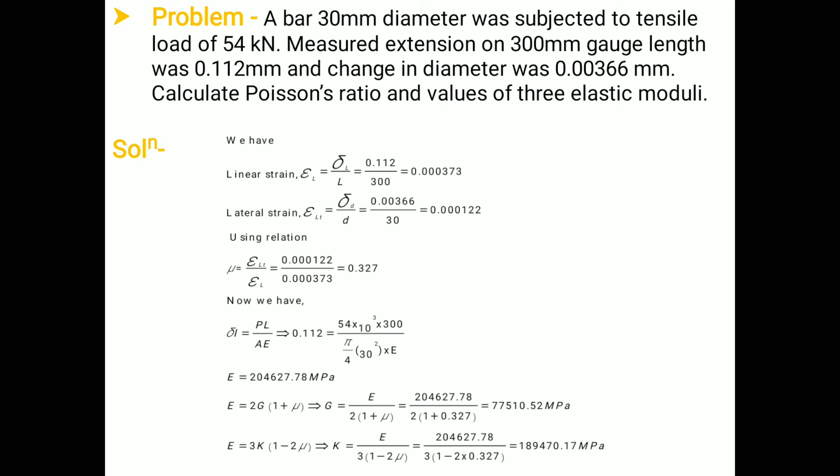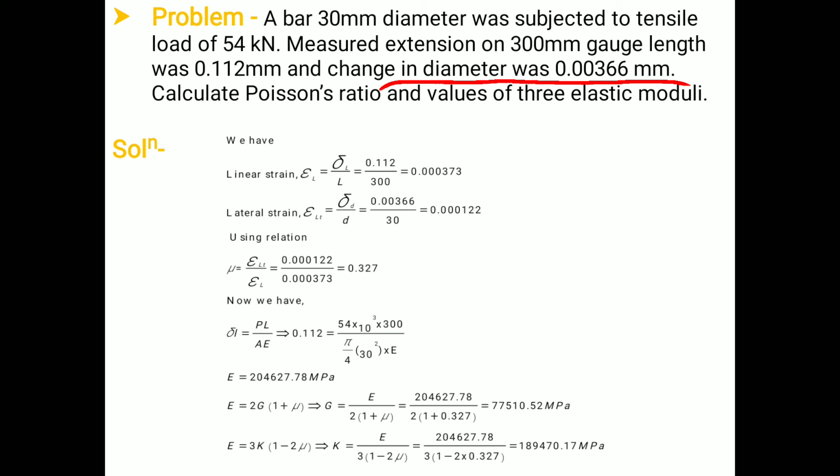Now from the given numerical we have the data as follows. The diameter of the bar is 30 mm. Load, which is equal to force, is 54 kN. In Newton it will be 54 into 10 raised to 3 Newton, and the original length of the bar is 300 mm. The delta L, meaning the change in length along the longitudinal direction, is 0.112 mm, and the change in diameter, meaning the lateral dimension, is 0.00366 mm.